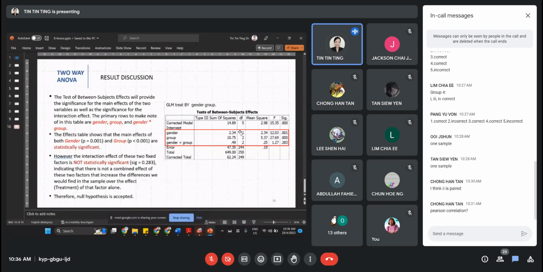Gender will affect the midterm test score. Group will affect the midterm test score. Right? But then gender times group will not affect. If you put the 2 together, it will not significantly affect. There is no significant difference between them. That's for two-way ANOVA, 2 IVs when you put them together.